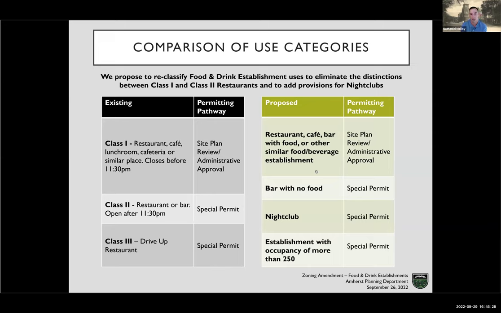I will say for class one, we have this administrative approval, which was new, if you had watched the planning board meeting on this. Really what happens is if a restaurant is proposing to go into a new space that's not a restaurant, it would go through site plan review with the planning board and get a set of conditions. If that restaurant then went out of business 3 years later and a new restaurant came in proposing no changes to the exterior, except for signs, it would be administratively approved. And that's already been in the bylaw.